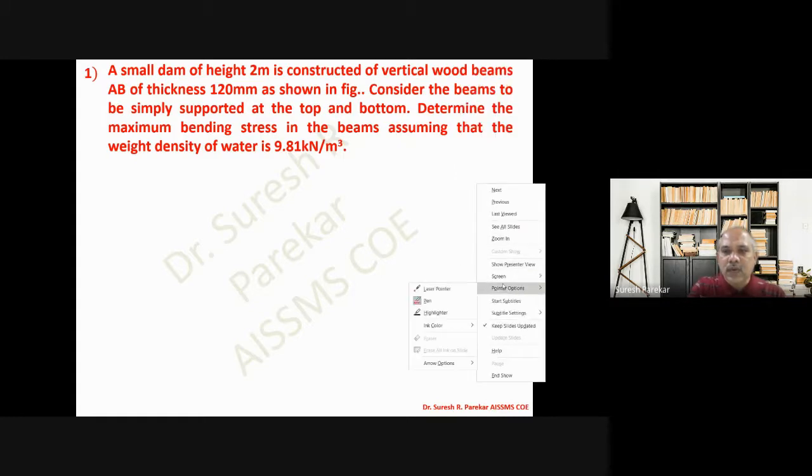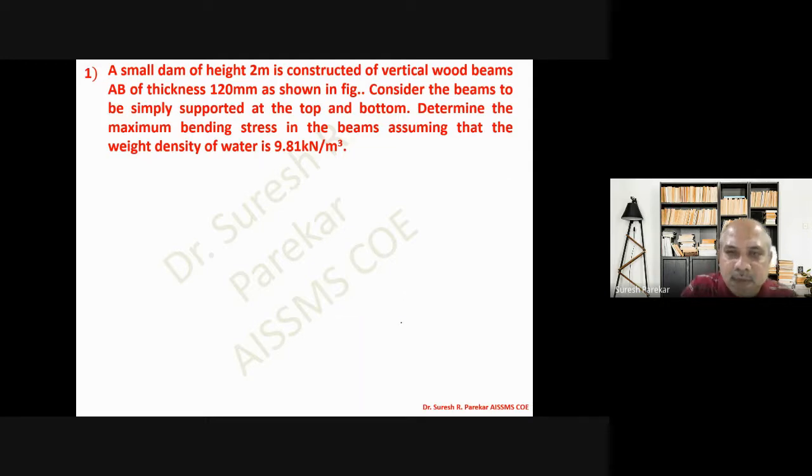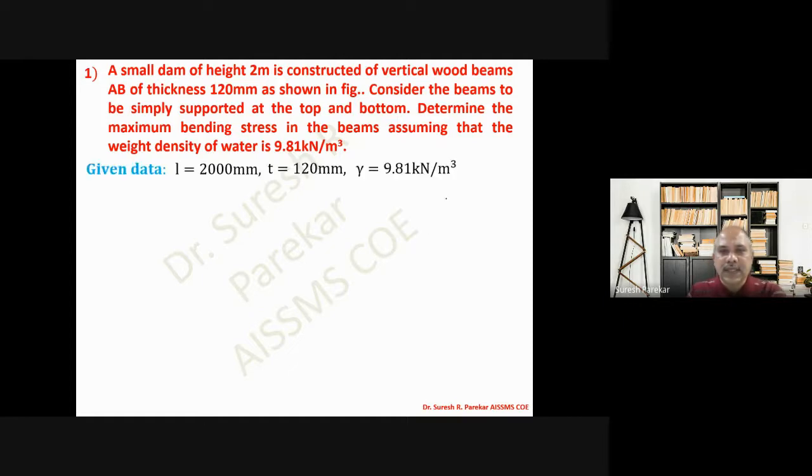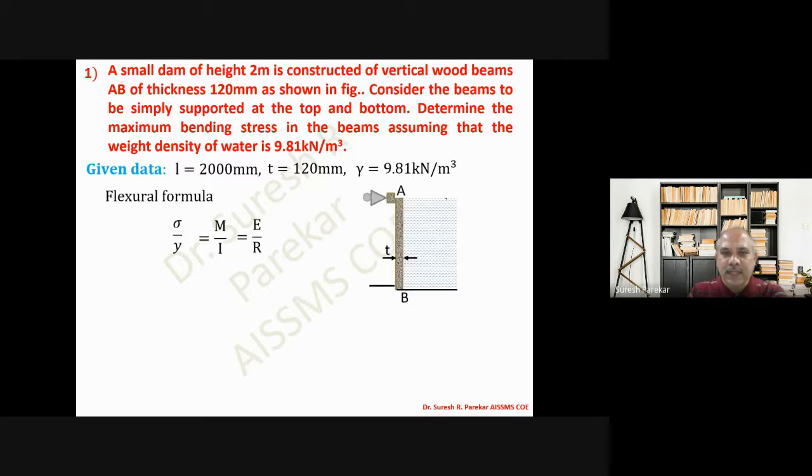Now if you remember your fluid mechanics, we know that the intensity of water pressure increases as we go downside. So we have the given data: L is 2000, t is 120 millimeter, gamma is 9.81 kilonewton per meter cube. Flexural formula: sigma by y is equal to M by I is equal to E by R.